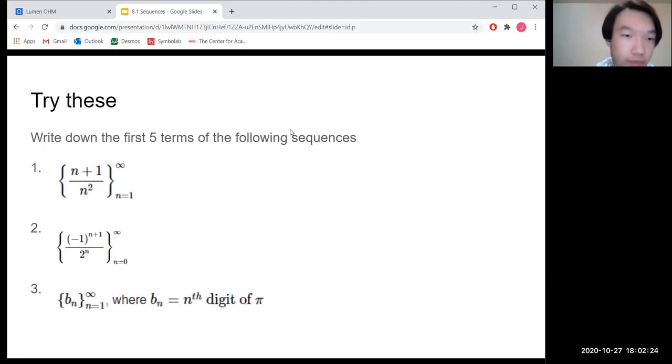Okay, so just to get familiar with the notation, why don't we try these 3 exercises. Here we want to write down the first 5 terms of the following sequences.